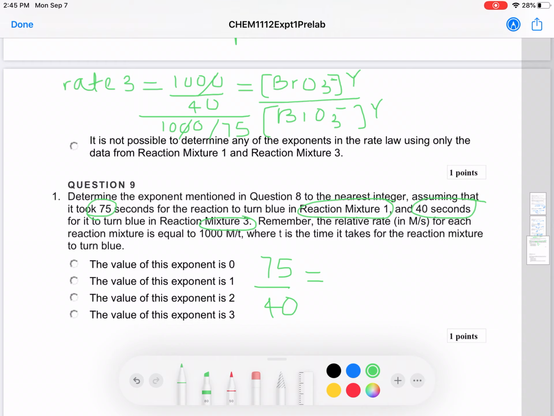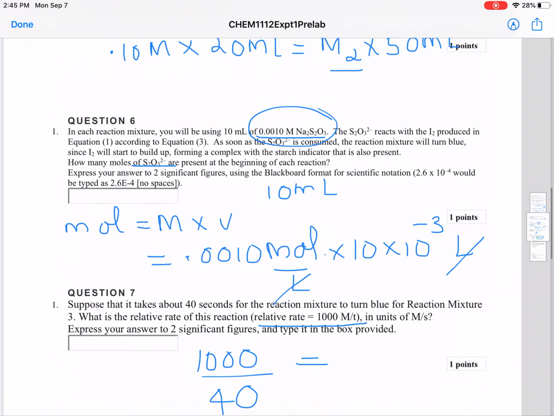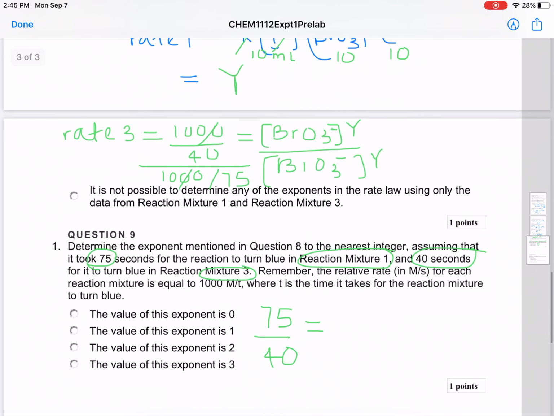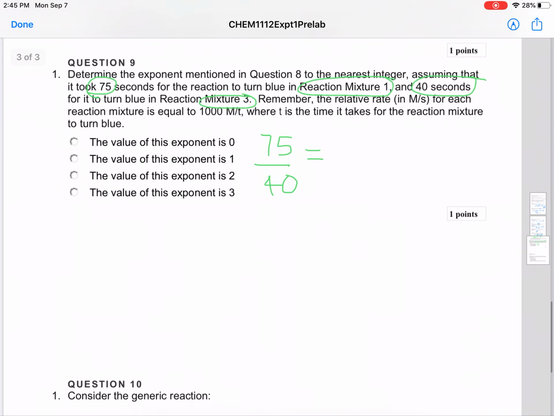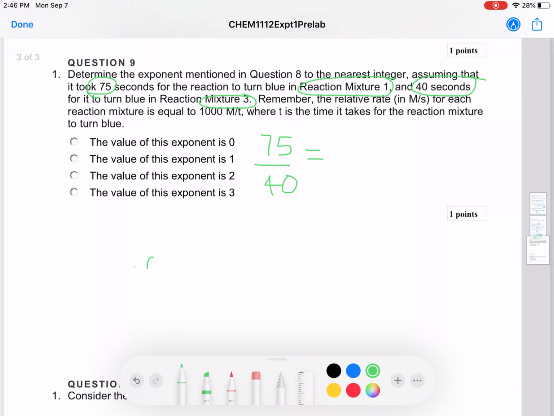What is the concentration of bromate ion in reaction mixture 3? Have we calculated that before? Maybe we can quickly do that calculation. If you want to find the concentration of bromate ion in reaction mixture 3, please do that calculation using M1V1 equals M2V2, and you will find that concentration to be 0.016. Okay, 0.016.